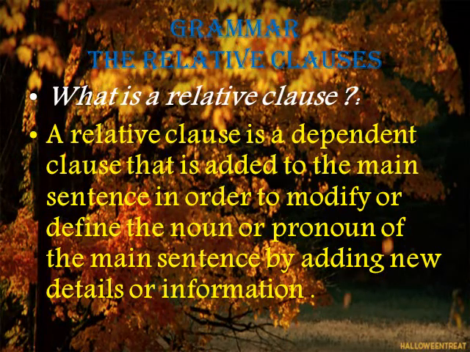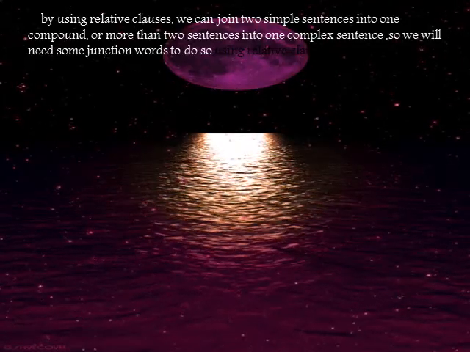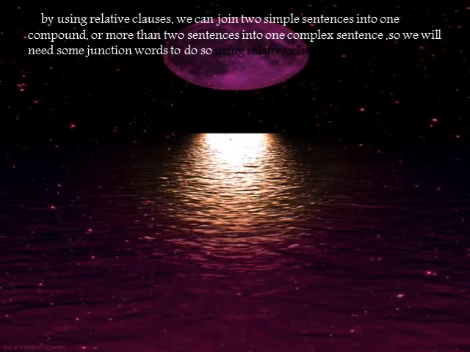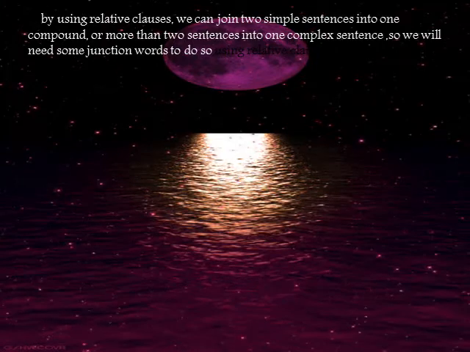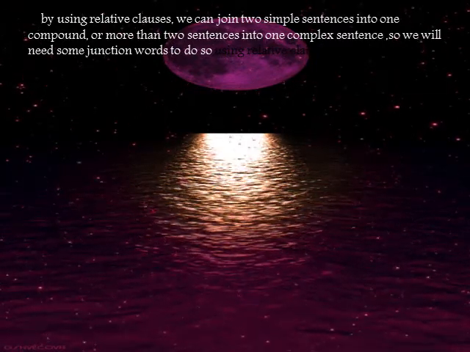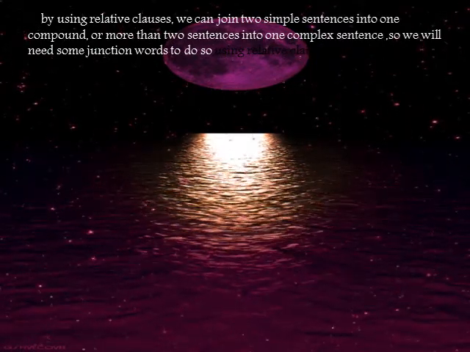This means that when you talk, when you speak, when you write, when you are talking about someone or something, and you want to add information about this person or this object or this thing, you have to use a relative clause to add details and information about it. By using relative clauses, we can join two simple sentences into one compound or more than two sentences into one complex sentence, so we need some junction words to do so.